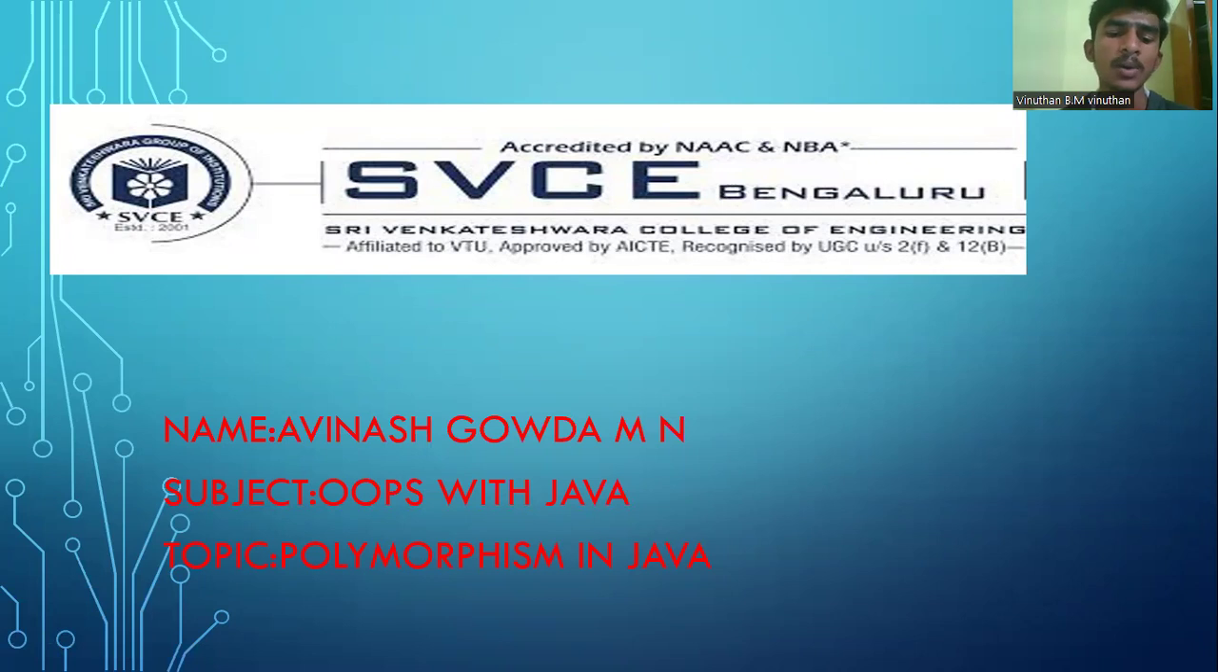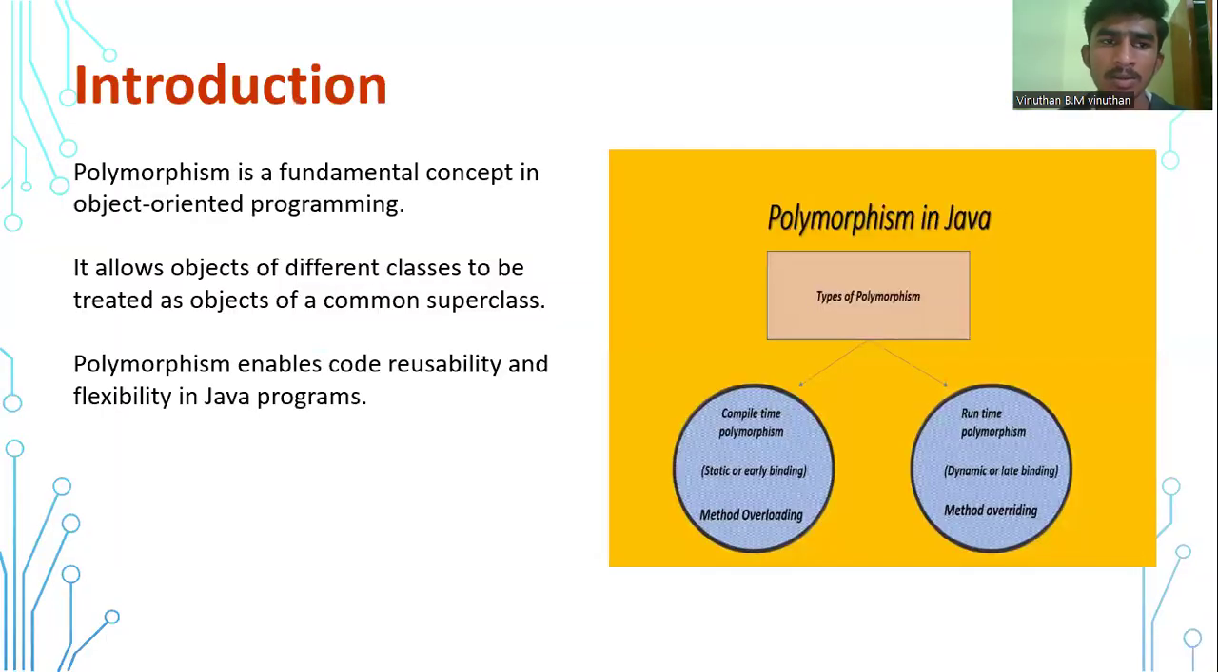In this video, I am going to explain polymorphism in Java. Introduction. Polymorphism is a fundamental concept in object-oriented programming. It allows objects of different classes to be treated as objects of a common superclass. Polymorphism enables code reusability and flexibility.